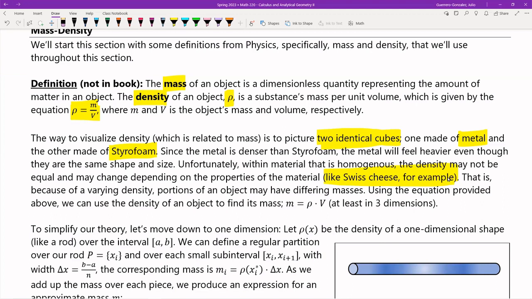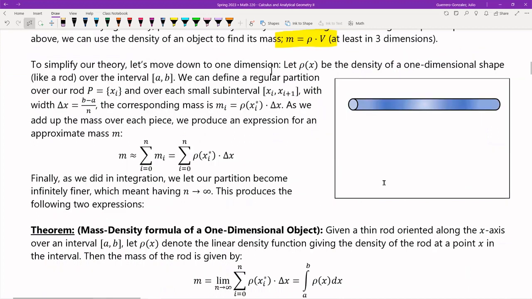We're going to use a variation of our density equation, and it's going to be this one right here. Now let's get into the calculus portions of it. Let's simplify our theory for a little bit and move it down to just one dimension. Suppose that rho of x is the density of a one-dimensional shape, like a rod of some sort, a piece of metal or rebar, over some interval [a, b].